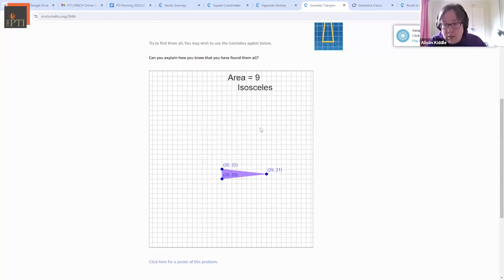Has anyone found some examples that are a different shape than this? I think we had one further up, and I think Joe has just suggested one. So I can have 26, 20, and 23, 23. This one's going to work because it's got a base of 6 and a height of 3. So 6 times 3 is 18. 18 over 2 is 9.